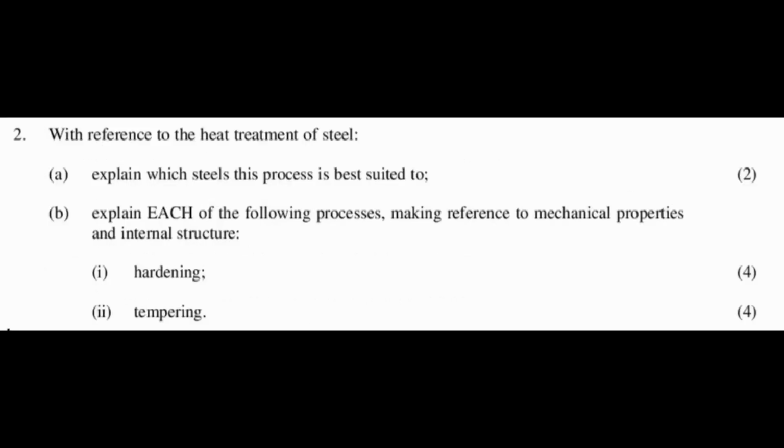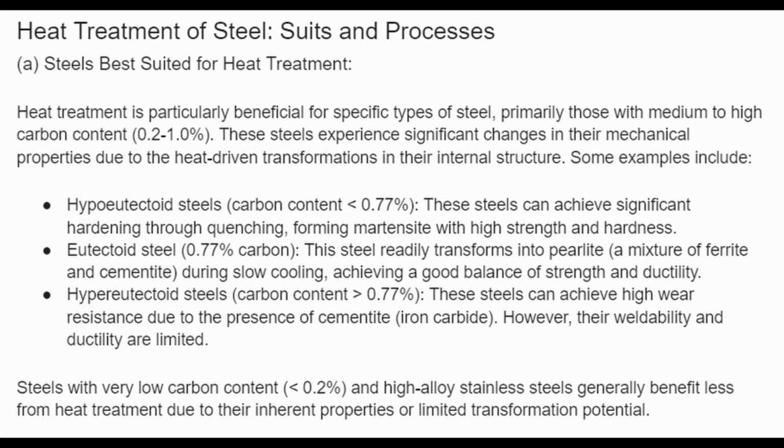With reference to the heat treatment of steel. A. Explain which steels this process is best suited to. B. Explain each of the following processes, making reference to mechanical properties and internal structure. 1. Hardening. 2. Tempering. Heat treatment of steel. Specific processes. Steels best suited for heat treatment.